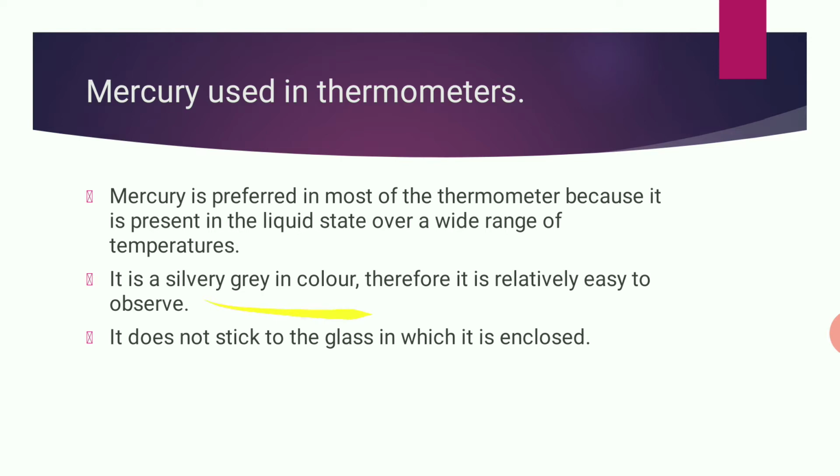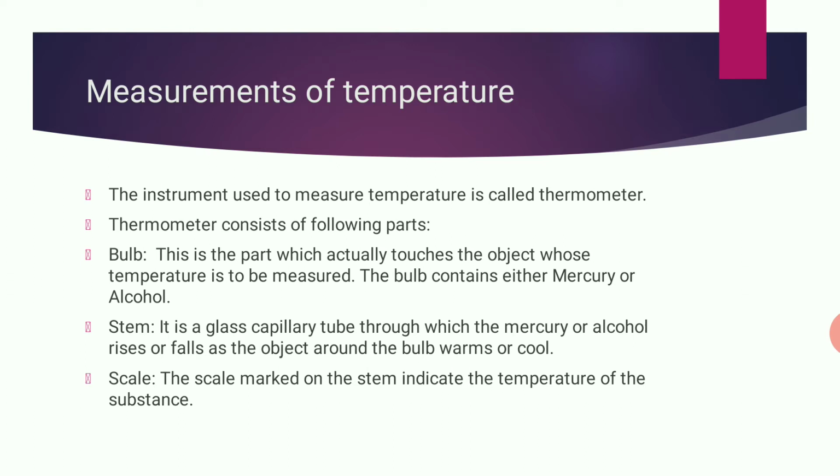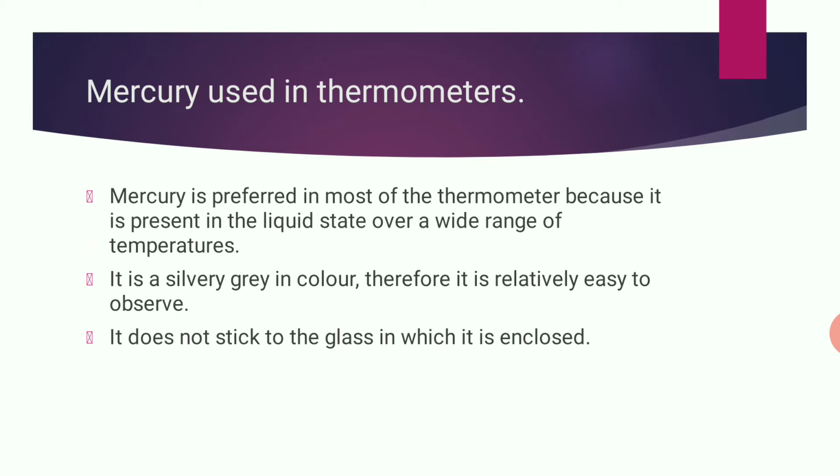It is silvery gray in color, therefore it is easy to observe. So the color of the mercury is silvery gray. Next, it does not stick to the glass in which it is enclosed. It does not stick to that glass, so we can use mercury.